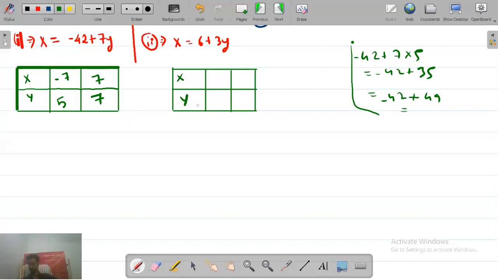In the same way, for the second table, if you put y equal to 0, then x will be 6. If you put y equal to 1, then x will be 6 plus 3, which is 9. Now we have to plot these values in the graph. Okay, so let me plot the values in the graph.